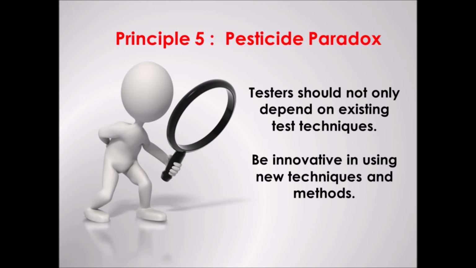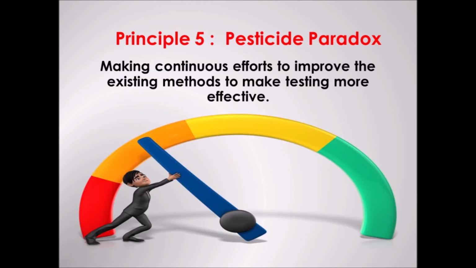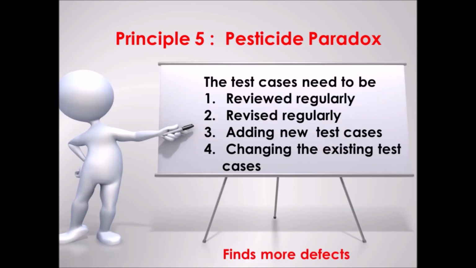Testers should not only depend on the existing test techniques. They should use new methods and techniques for testing. Testers should be very creative and innovative in using the new techniques and methods to find hidden bugs in the software, application, or product. Testers should make continuous efforts to improve the existing methods and techniques and to make the testing more effective, to find more bugs.